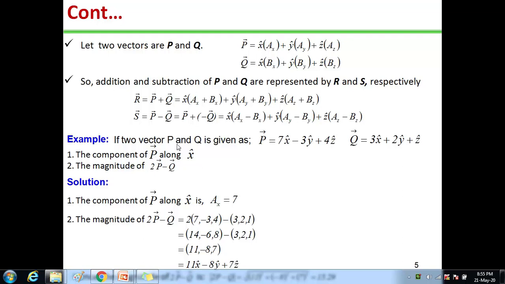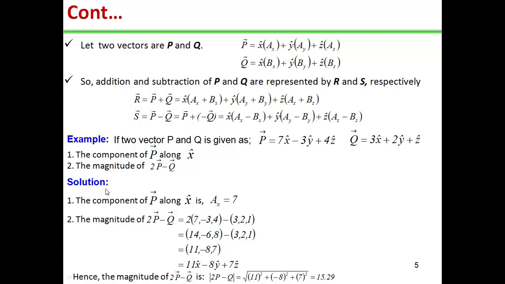Two vectors P and Q are given as vector P is equal to 7x cap minus 3y cap plus 4z cap, whereas vector Q is equal to 3x cap plus 2y cap plus z cap. Find the component of P along x and the magnitude of 2P minus Q. First we have to find the component of P along x. Just look at the value of vector P. From here it is clearly seen that x is equal to 7.